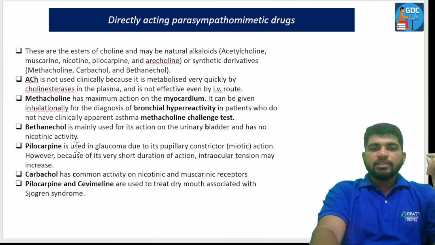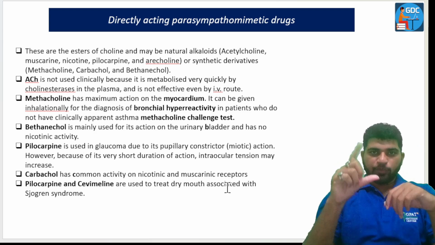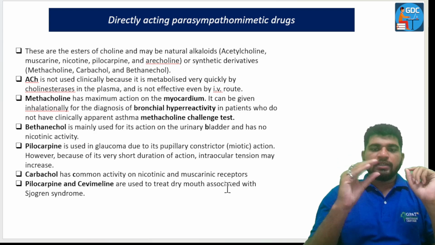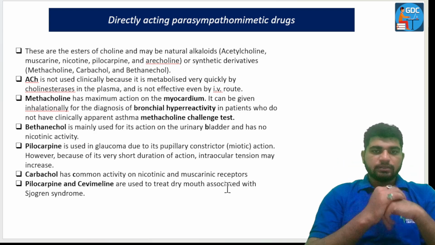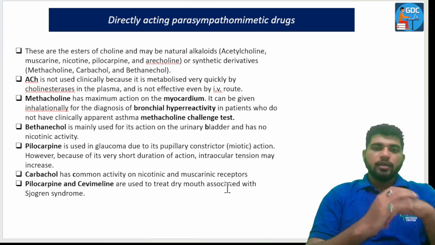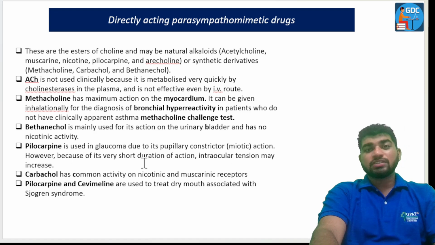Now, pilocarpine is used in glaucoma due to its pupillary constrictor action. When the pupil of the eye gets constricted, that is responsible for miosis, and the term is called miotic. However, because of its very short duration of action, intraocular tension, or the pressure, may increase.